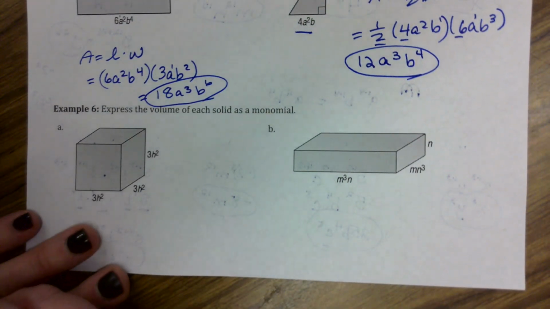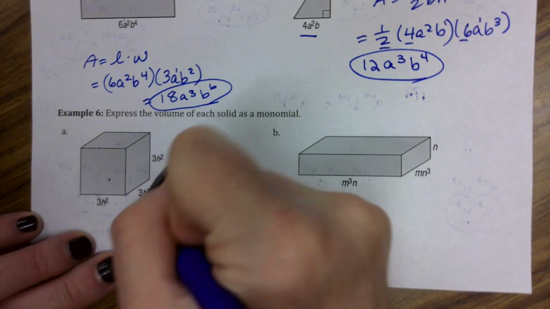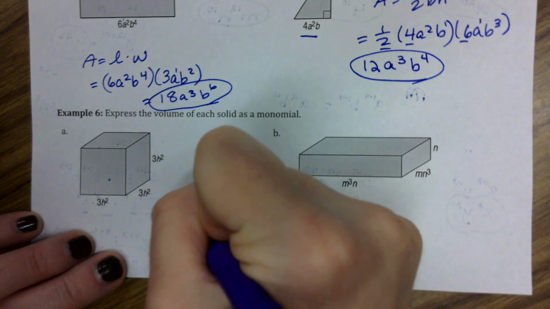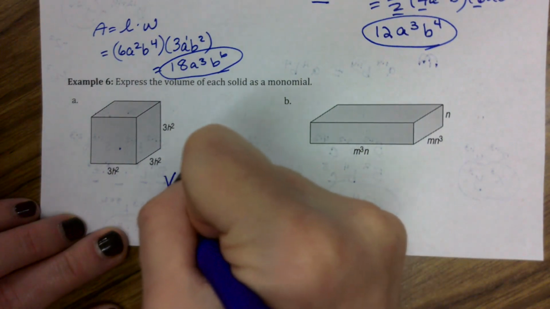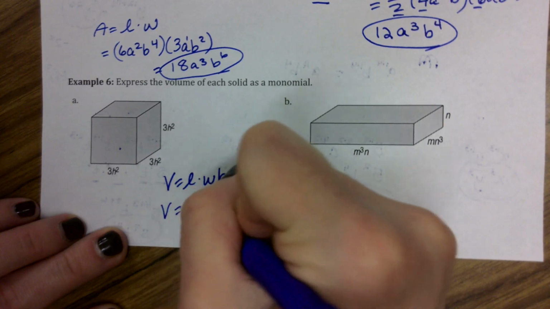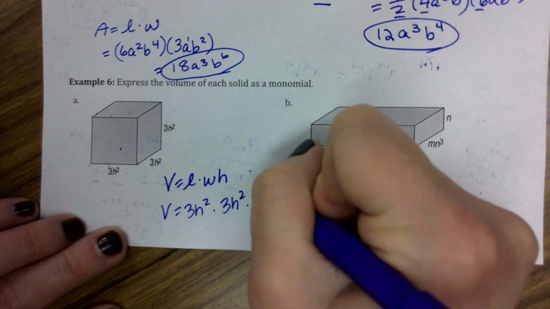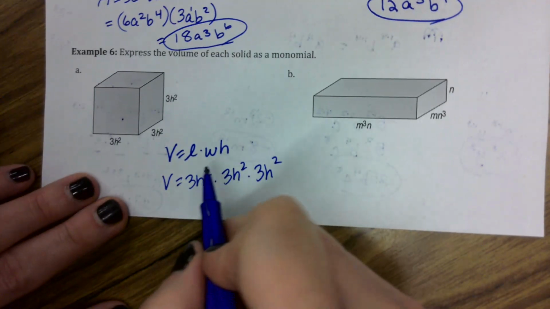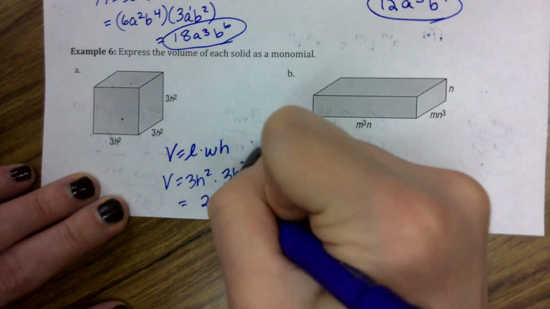Okay. Lastly is volume. Volume of a cube or a rectangular prism is volume equals length times width times height. So we have 3h squared. This is a square cube, so it's the same thing 3 times. So 3 times 3, 9, times 3 is 27. I have 1, 2, 3, 4, 5, 6 H's.